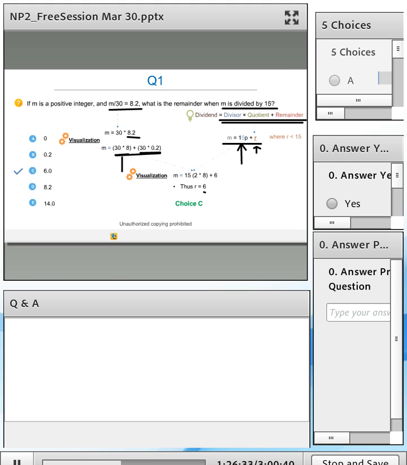Not many of you. So what was the process that you used? Did you do m is equal to 30 times 8.2, get the value of m, and then divide that by 15 to get the remainder? That's most likely what you did. Again, you can do that. There's nothing wrong in doing that.